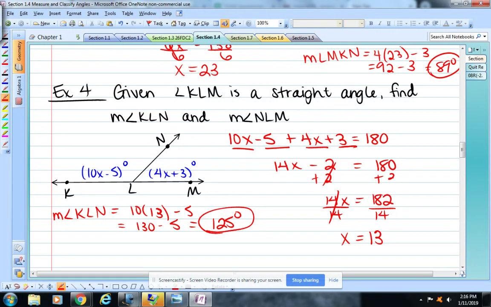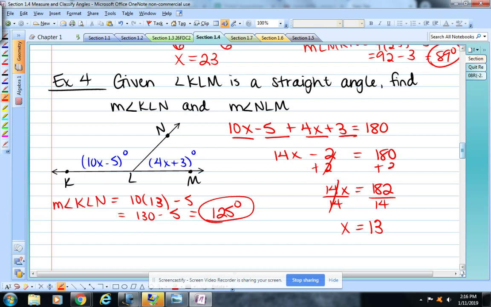Okay, 125 degrees. So there's two ways I can find the measure of angle LM. Can somebody tell me one way we could do that? Subtract what? Yeah, you can say, since we know the whole thing is 180, right? And this part we just figured out was 125 degrees. If I want to find this one, I can say 180 minus 125, right? Or I can plug it in for x just like I did the other way. Does that make sense? What I usually do is work it one way and then check it the other way.